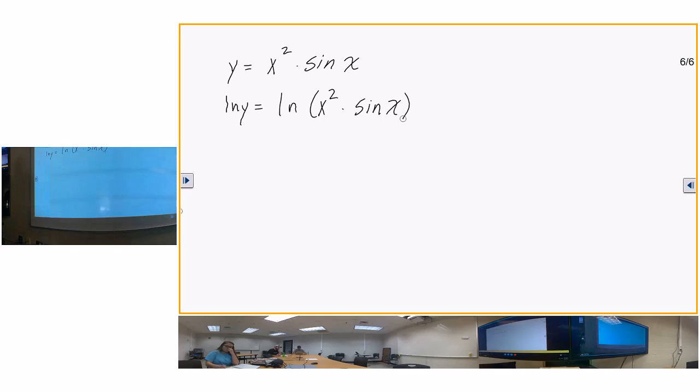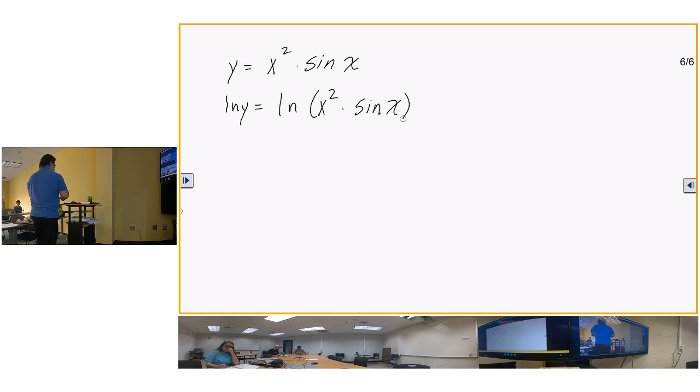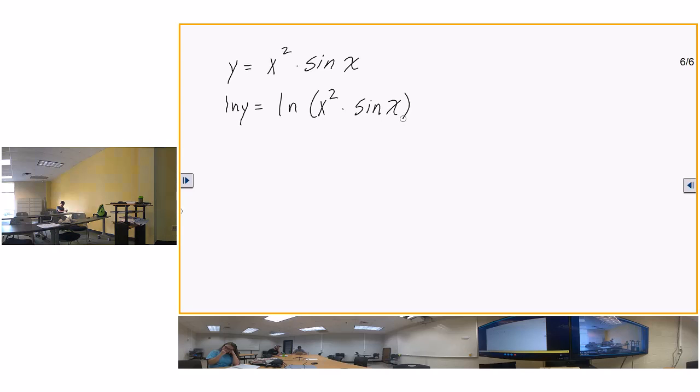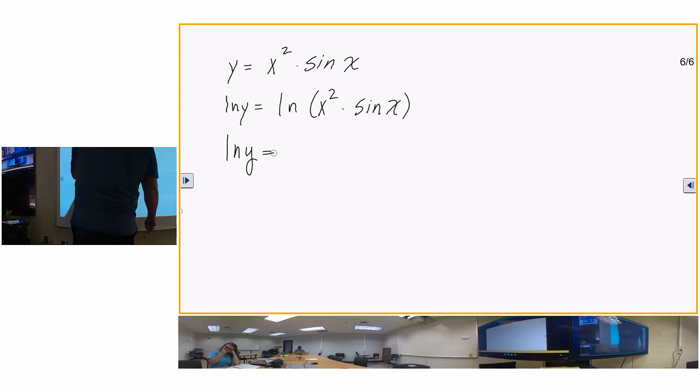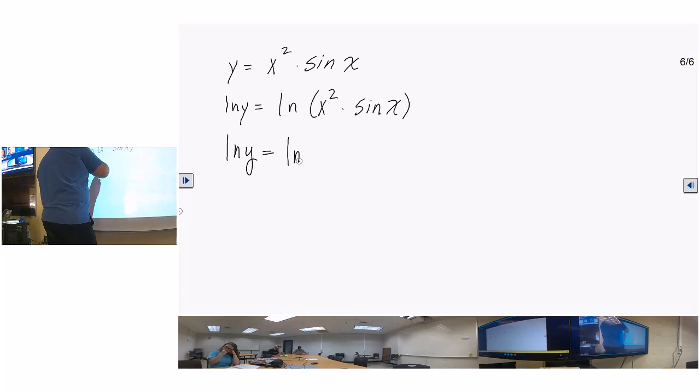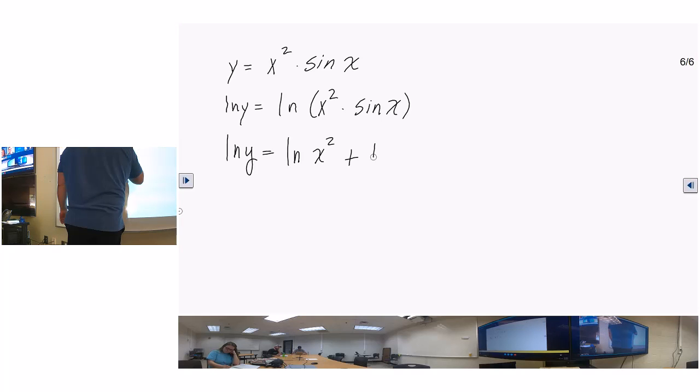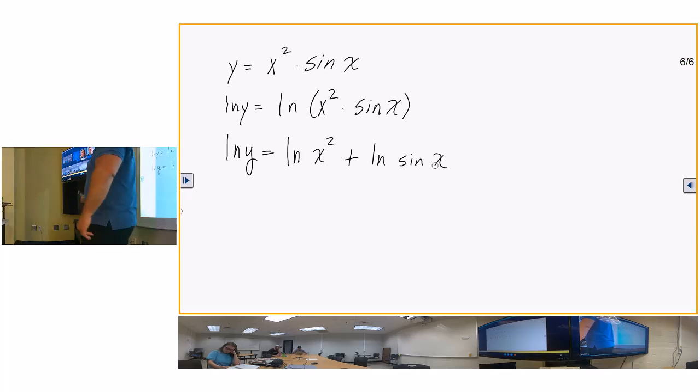Now, what can we use from the logarithms to rewrite the right side? The natural log of x squared times sine of x. What's that property called? Product rule of logarithms. The product rule of logarithms says that if you have a single logarithm of a product, you can break it up into two logarithms being what? Added. Thank you, class. Now finish it.